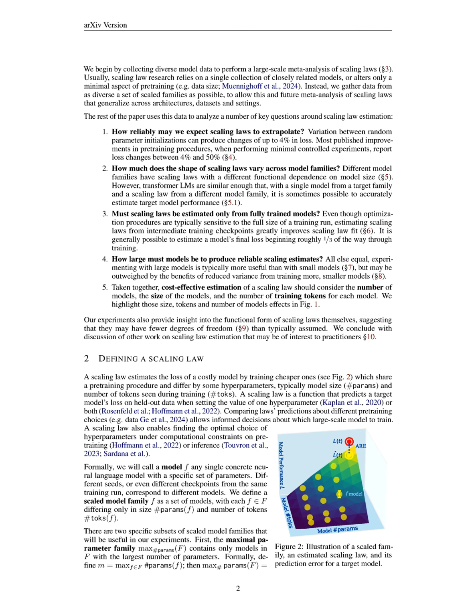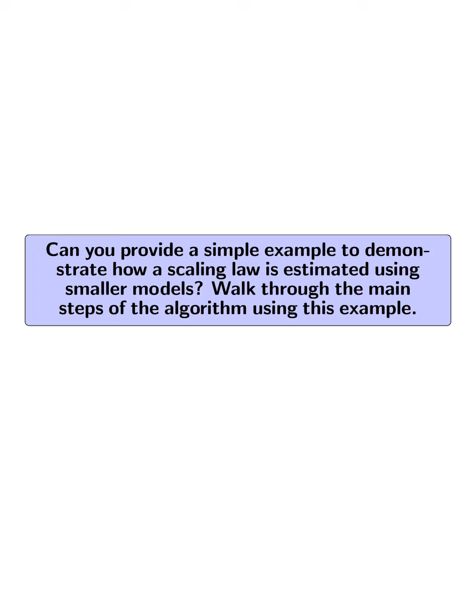Can you provide a simple example to demonstrate how a scaling law is estimated using smaller models? Walk through the main steps of the algorithm using this example.